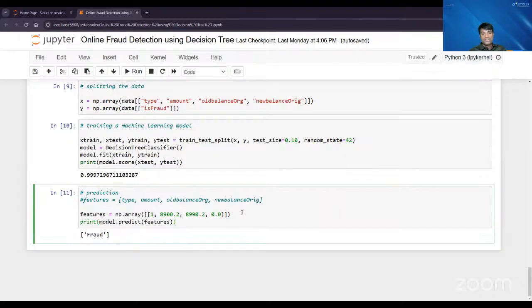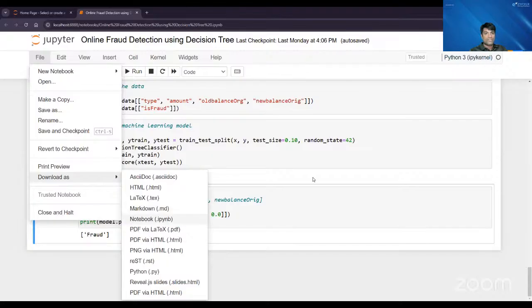This is what the decision tree does. As I already told you, we will build a little more complex model in random forest. So that is the reason I just wanted to keep the decision tree as simple as possible to make you understand.